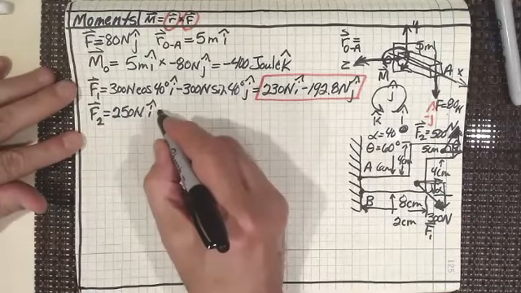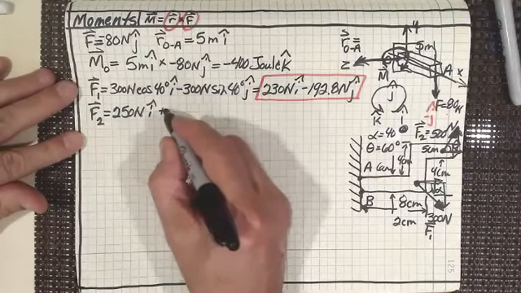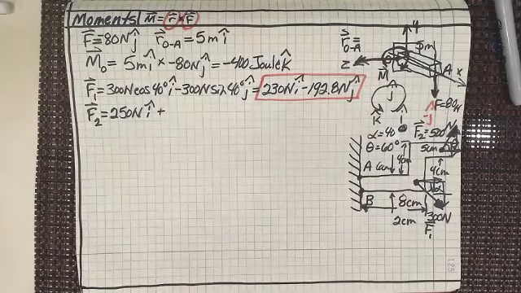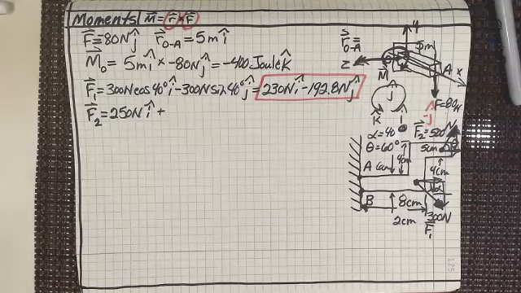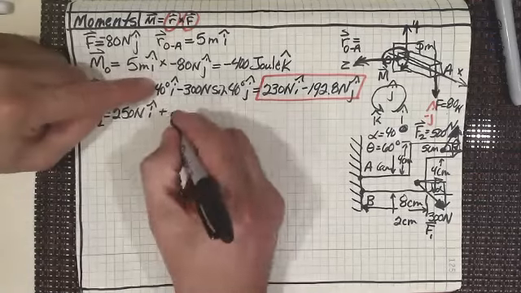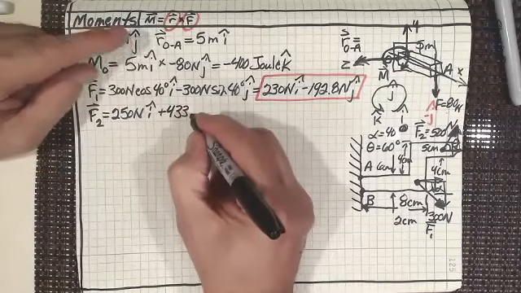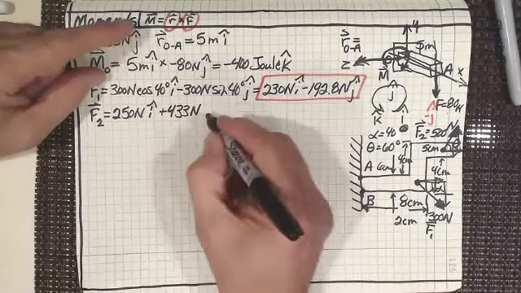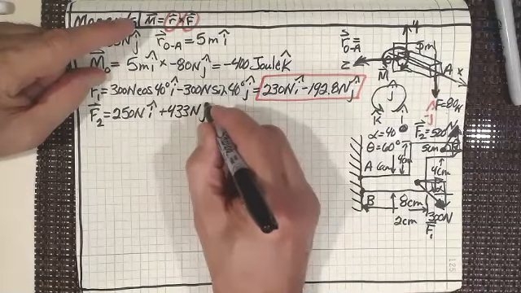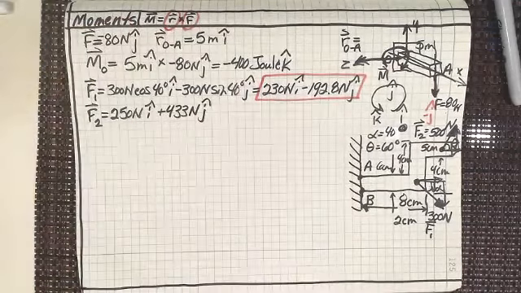So I hat, and then plus 500 times the sine of 60 degrees, and that gives us 433 newtons in the positive j hat direction.